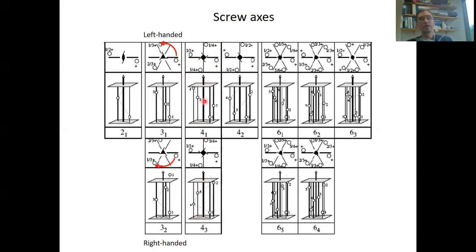So in addition to these 2, you also have the 4-2 screw axis. In this case, you rotate by 90 degrees, and then you translate by a half lattice parameter. So when you do this 2 times, you shift by a full lattice parameter, but that's as though you would not shift at all.